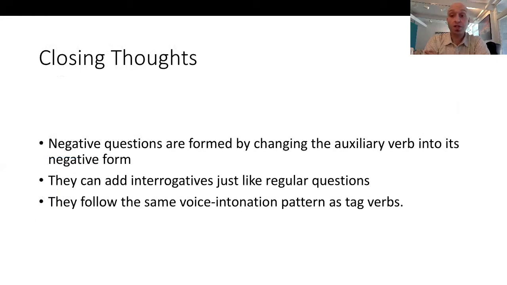And finally, some closing thoughts with negative questions. Negative questions are formed by changing the auxiliary verb into its negative form. They can add interrogatives just like regular questions. And finally, they follow the same voice intonation pattern as tag questions, meaning that there will be a rise in intonation if it's a legitimate, real question during the interrogative and auxiliary verb. Or if the speaker is just offering up a regular statement, then the interrogative and negative auxiliary verb will be spoken more gently.